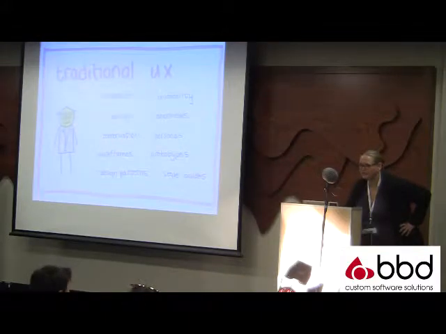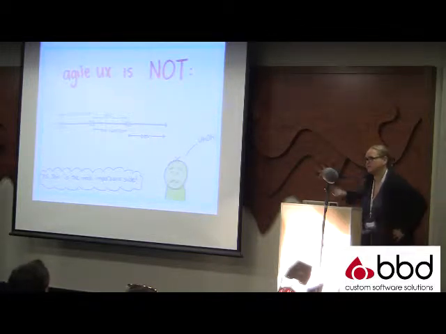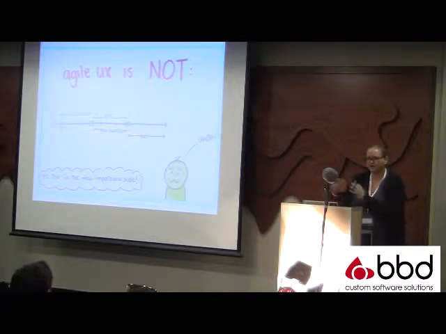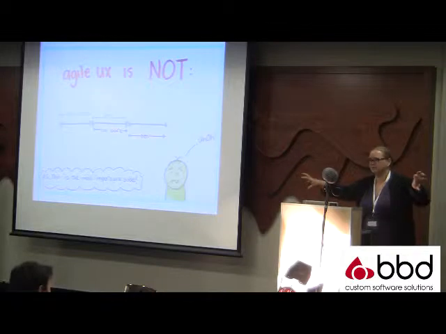So enter Agile UX. And what we mean by Agile UX is not this, which 90% of teams doing Agile UX are doing. And that's the UX team working one sprint ahead of the dev team. That's two teams doing mini waterfall. So this is just mini traditional UX.